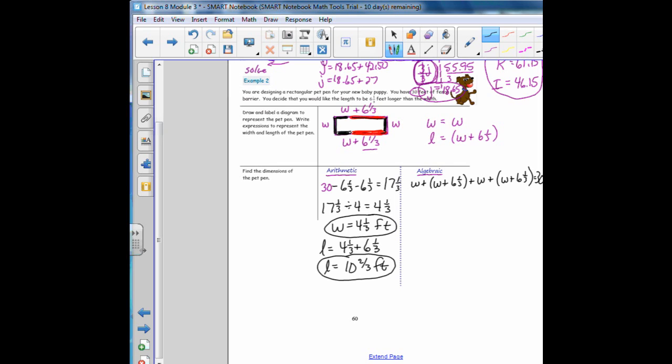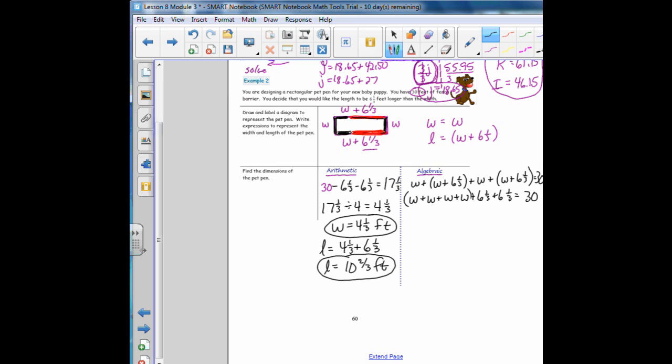Now we're going to reorganize. All of this is addition. Since it's all addition, we can drop the parentheses and use any order, any grouping, which is a combination of the commutative and associative properties of addition. So we'll group our like terms. We have W plus W plus W plus W plus 6 1/3 plus 6 1/3. And all of that together equals the perimeter of 30.